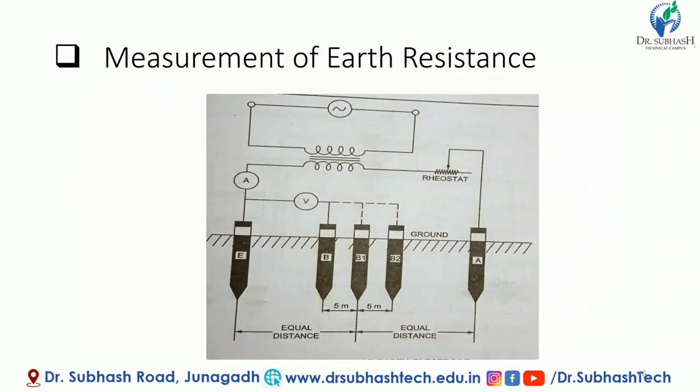Next is measurement of earth resistance. You have seen the Murray loop test and Varley loop test in the previous semester. This is the summary of that test, and here there are three electrodes kept in the earth: electrode E, electrode B, B1, B2, and electrode A. One rheostat is connected to electrode A. In this way you can measure the resistance of earth, and the electrodes can be placed at equal distance.